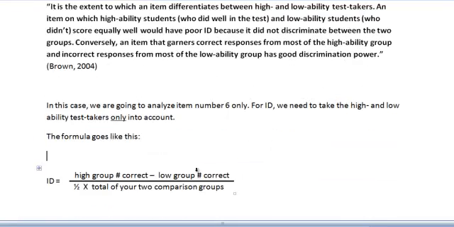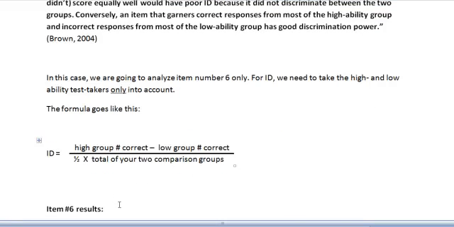This is the formula we are going to be using. ID equals the number of correct responses from the high group minus the number of correct responses from the low group, divided by half times the total number of the two comparison groups. If you want to, you can substitute this fraction by 0.5. That makes your understanding of the formula easier.